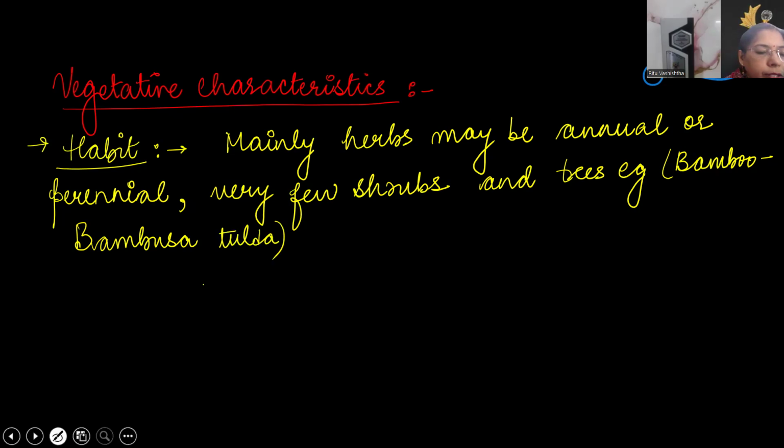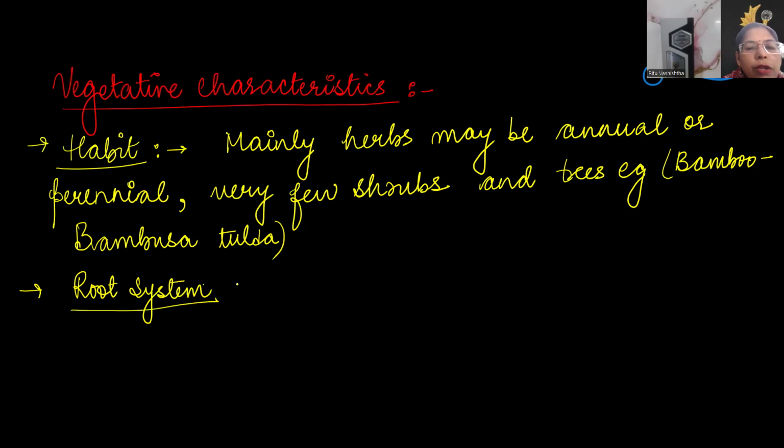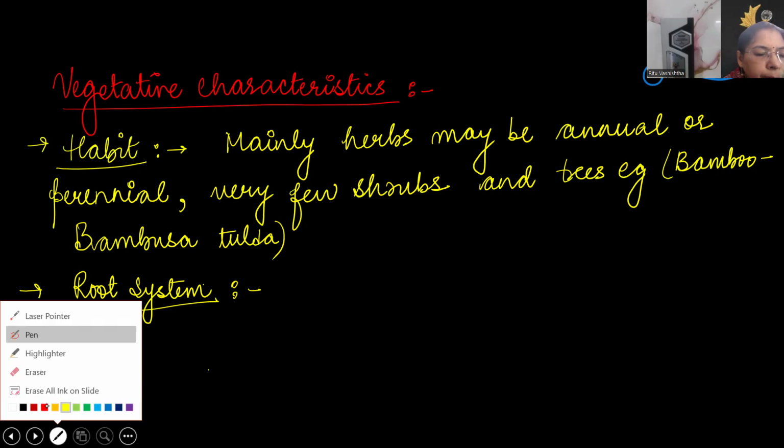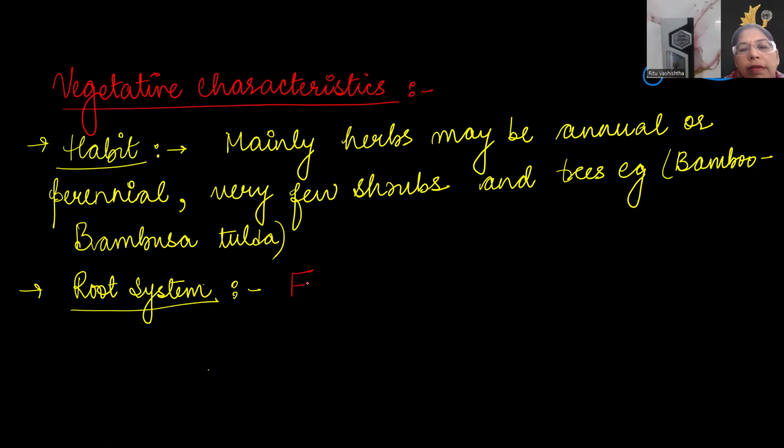Now we will be discussing the root system. When you talk about the root system, or what type of roots are present, you are all familiar because you have studied the morphology. Here, students, which type of roots are present? Fibrous roots are present. Let us understand what fibrous roots are.